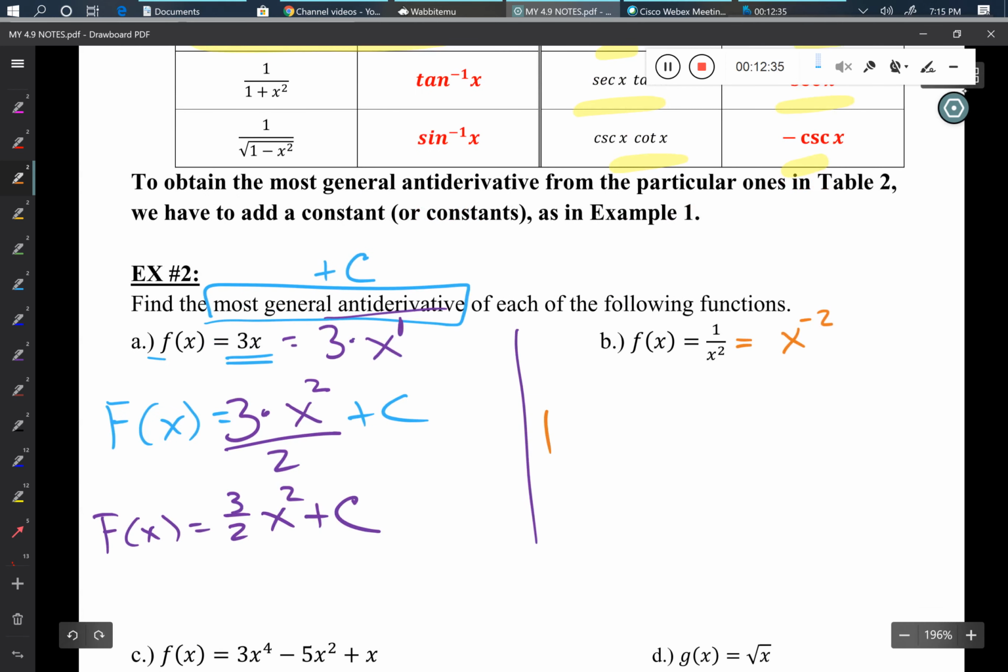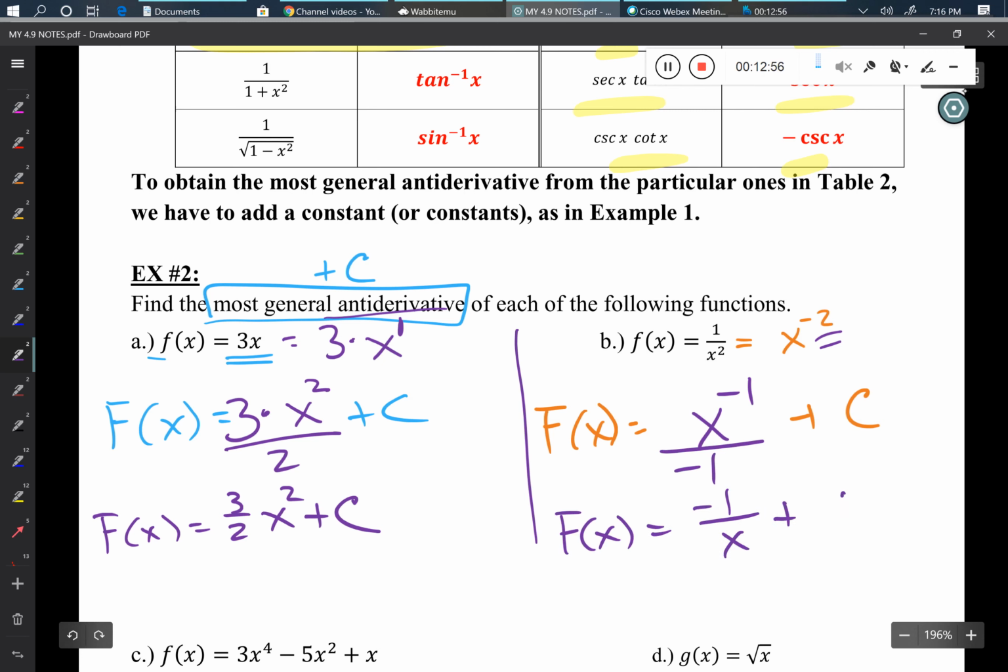So then I'm going to find the most general antiderivative. I know it's going to be something, plus c. If derivative rules say subtract from the exponent, antiderivative rules will say add to the exponent. So what's negative 2 plus 1? That's going to be a negative 1, and we divide by that new exponent. And so I'll clean that up a little bit and call that F of x is equal to negative 1 over x plus c. Okay?